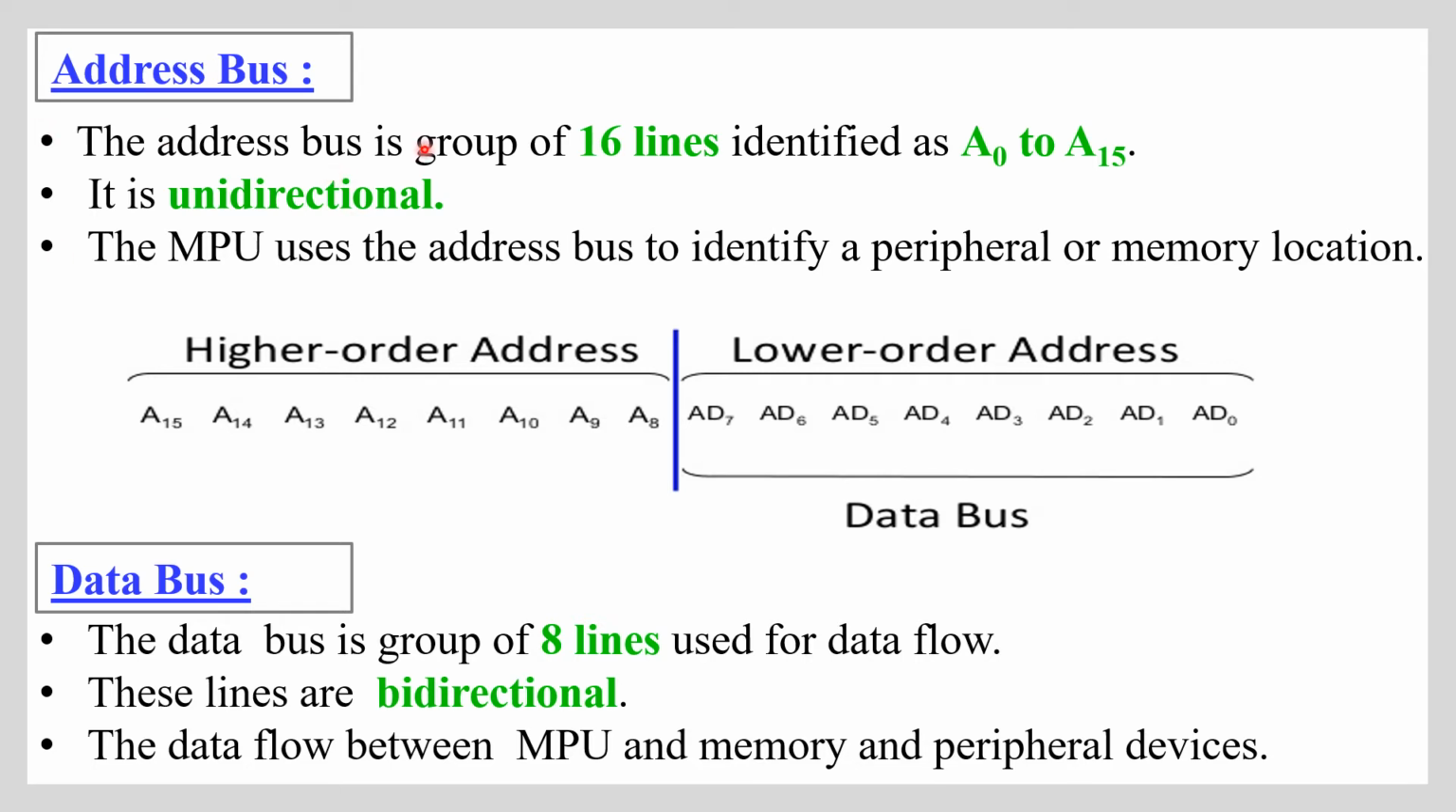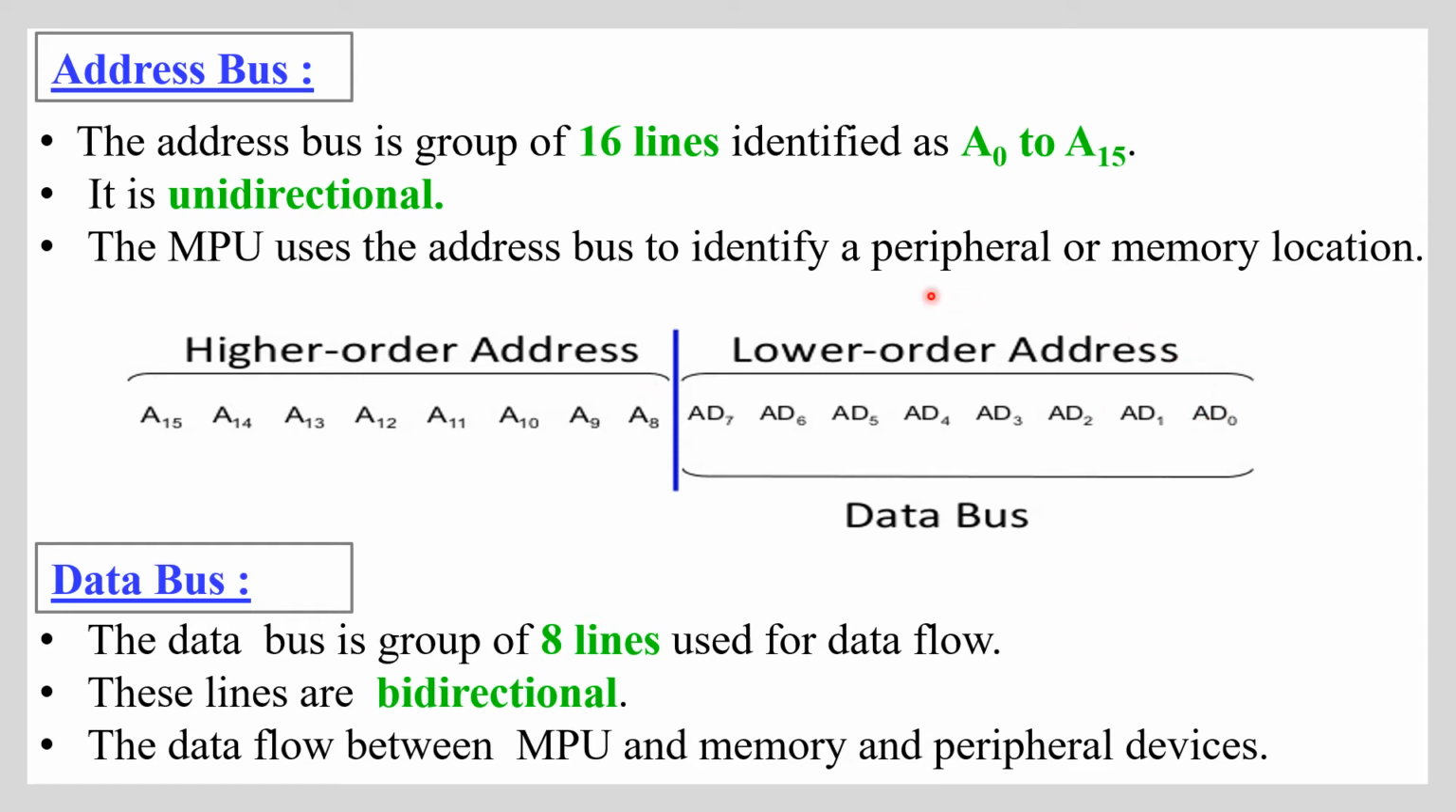So, the address bus. The address bus is a group of 16 lines identified as A0 to A15. They are divided into two parts, the lower order address and the higher order address.